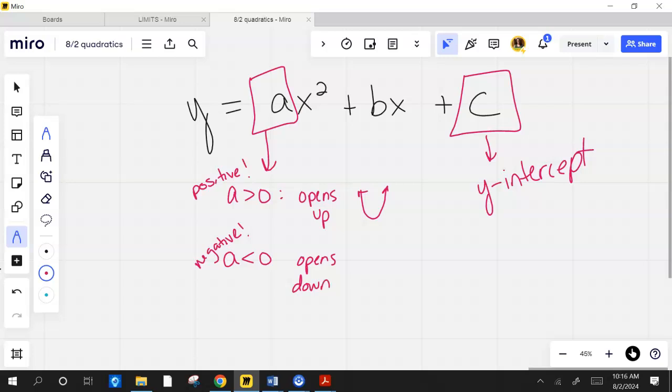So just by looking at the equation, not even graphing anything, not working anything out, I can just look at the equation and say, but wait, I know the y-intercept and I know if it goes up or down without doing anything else. So it tells me a lot about my graph.